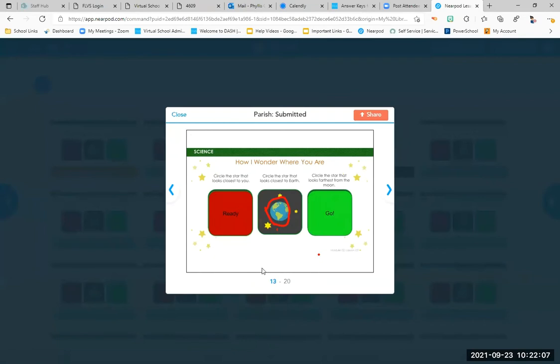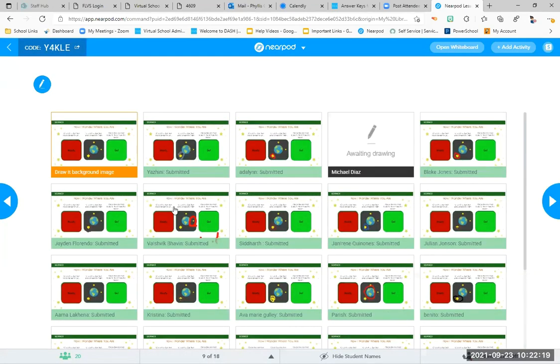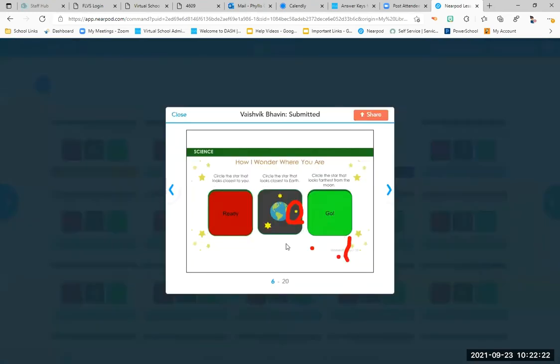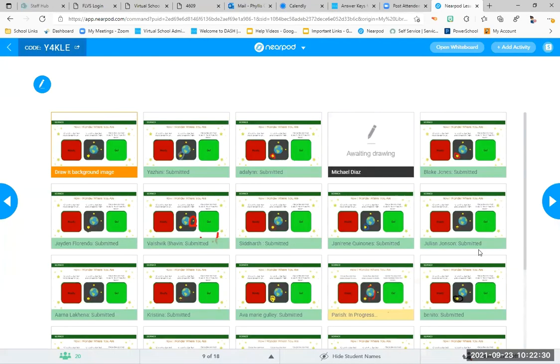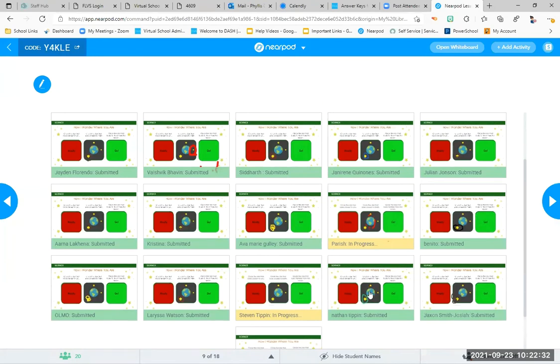So don't circle Earth because we're not a star. We're just a big ball of rock with water on it. All right. So make sure that you circle one of the stars and the closest one. And let's see, Vashvik, do you want to change your answer? Remember, the larger it is, the closer it is, the larger it appears. So I would circle the largest star.